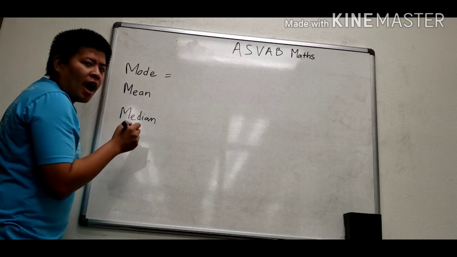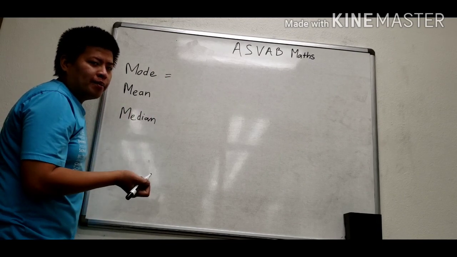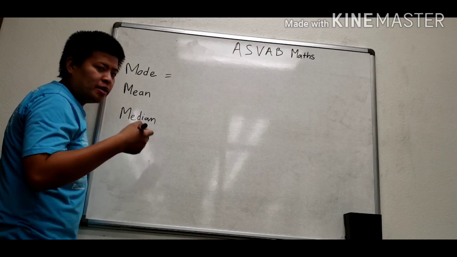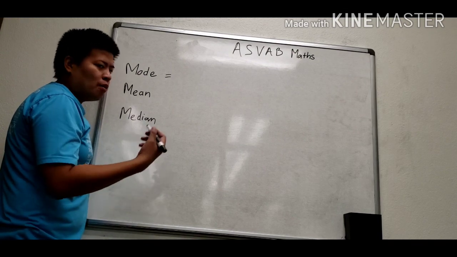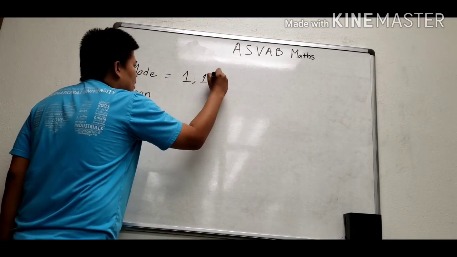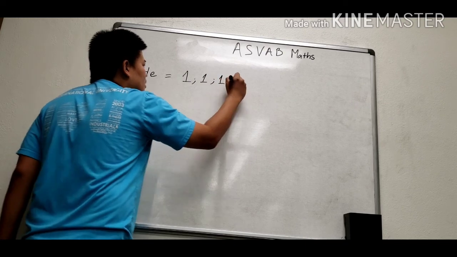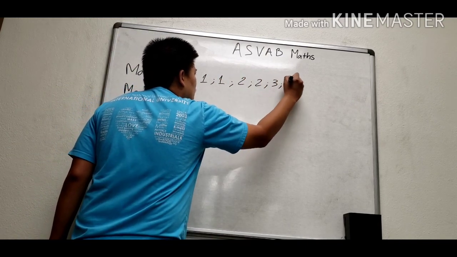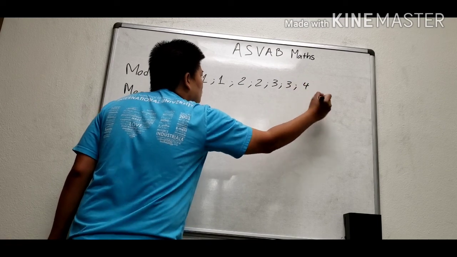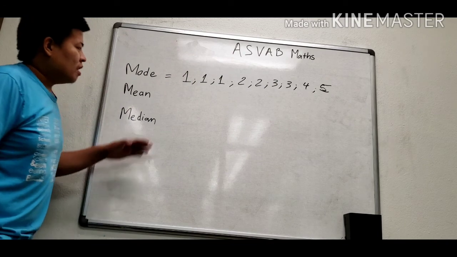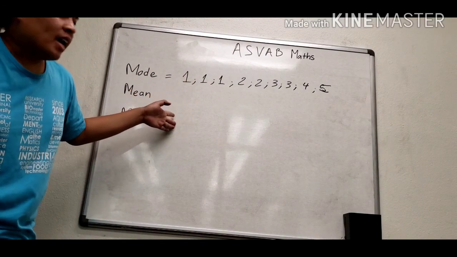Mode means the frequency with which a number appears in the series. This means if a number appears the most, that's the mode. For example, 1, 1, 1, 2, 2, 3, 3, 4, 5. So I have a series of numbers like this.